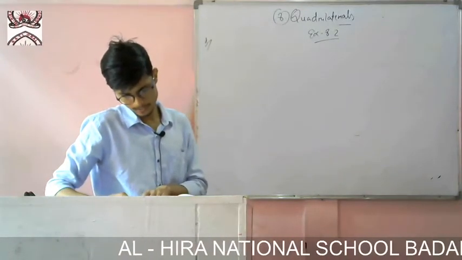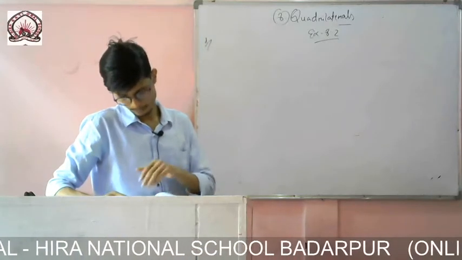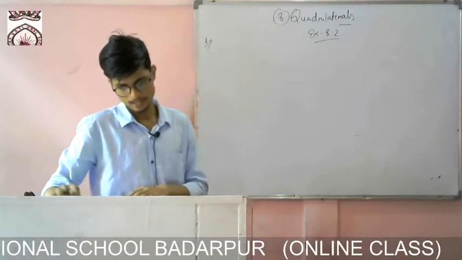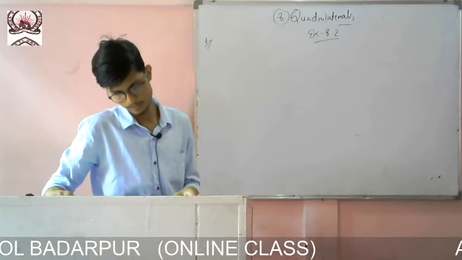ABCD is a quadrilateral in which P, Q, R, S are the midpoints of the sides AB, BC, CD and DA. AC is the diagonal. Show that. Okay, you have to show this thing.